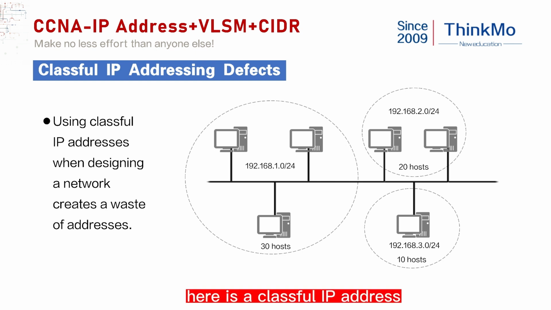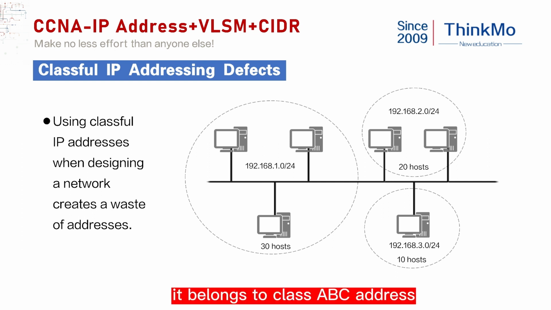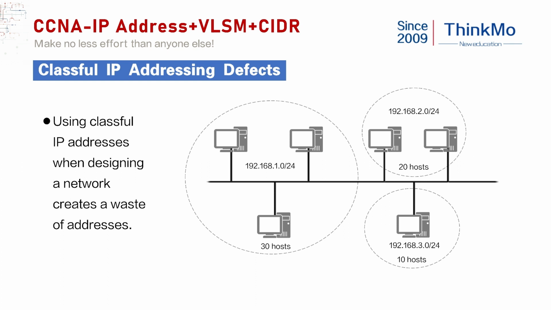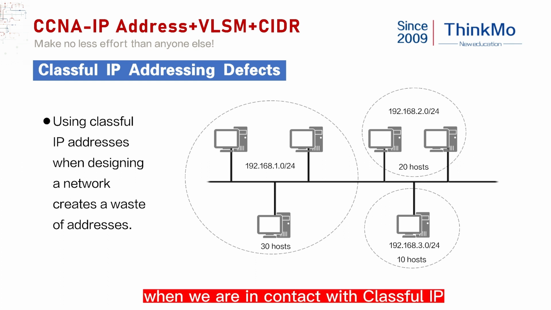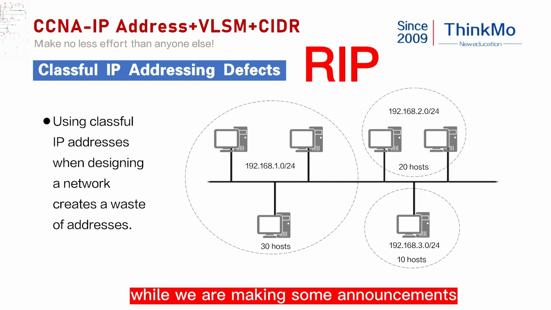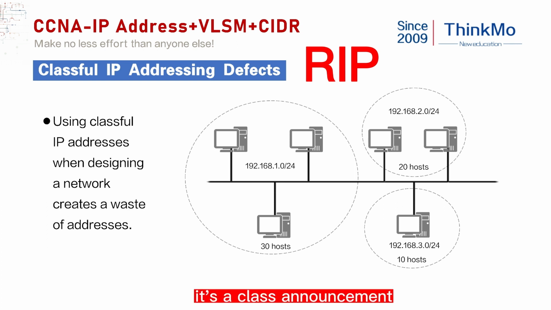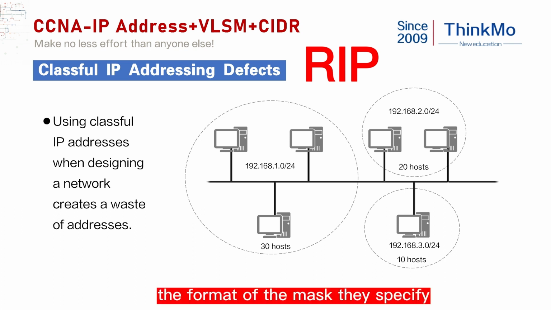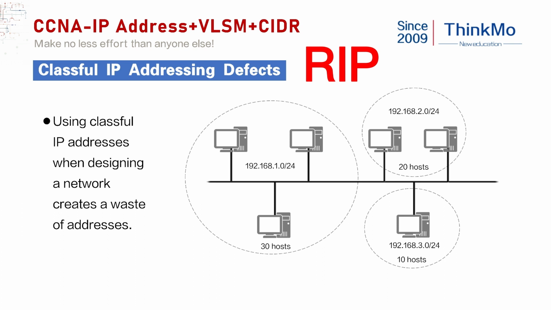Here is a classful IP address. Classful IP means it belongs to class A, B or C addresses. When we come into contact with classful IP and classless IP, we'll refer to a protocol called RIP. When it makes announcements, it's a classful announcement. It must be based on the ABC classes, in the format of the mask they specify, like 8-bit, 16-bit, 24-bit.